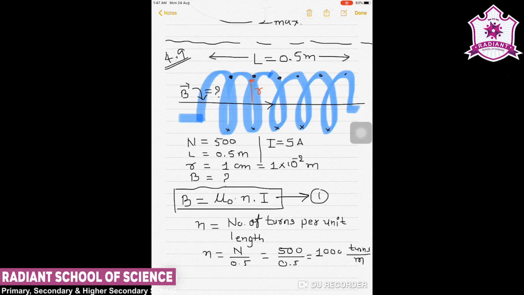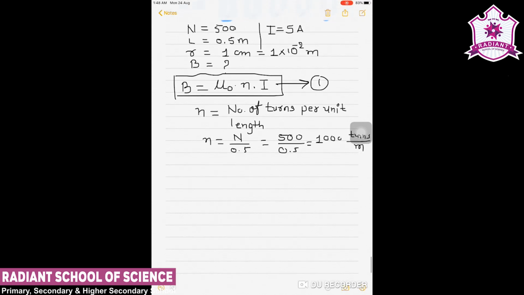Now using this value in the above equation, that is B equals mu 0 n I, equation number 1, we can get the required result. So when we apply it, the magnetic field B is equal to mu 0 into 1000 into I. We also have the values of mu 0 and I. We put mu 0 as 4 pi into 10 raised to minus 7, small n is 10 to the power 3, and I is the current, that is 5 ampere, as given in this question.